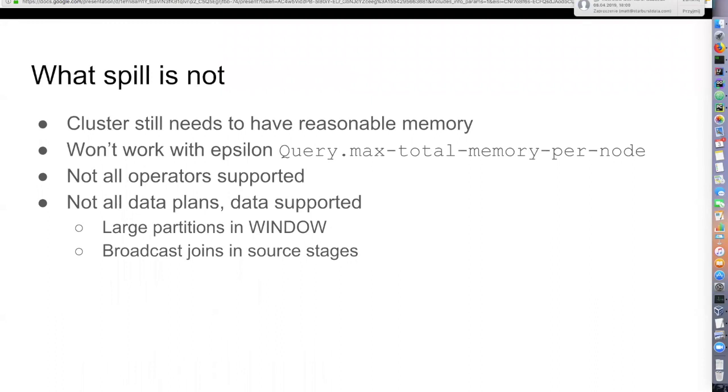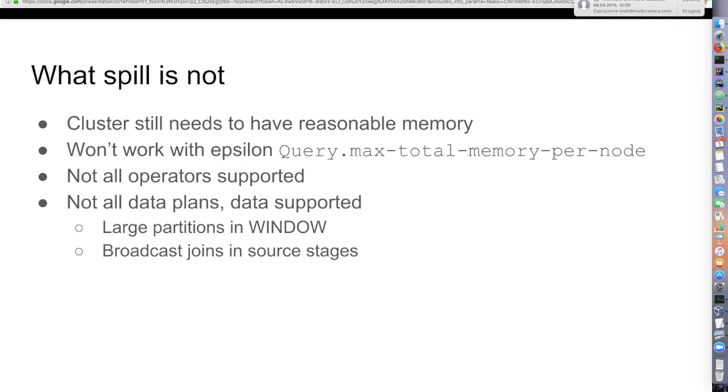So what Spill is not: you still have to have a cluster which has reasonable memory. That would be more than, I know, not much, but more than 64 gigabytes, probably something around 90, 100 minimum per node. And Spill won't work with very small values for the query max total memory per node.